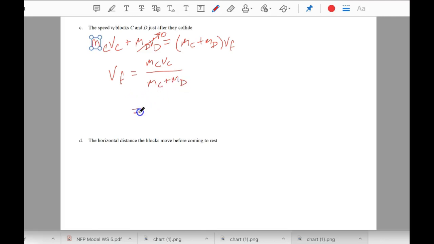Let's go ahead and plug everything in. So now at this point we've got 4 kilograms for the mass of C. We said earlier the velocity of C was 4.58 meters per second. We're going to divide that by our two masses, which is 4 plus 2. And once you find your answer for VF for the two blocks together, that's 3.05 meters per second.